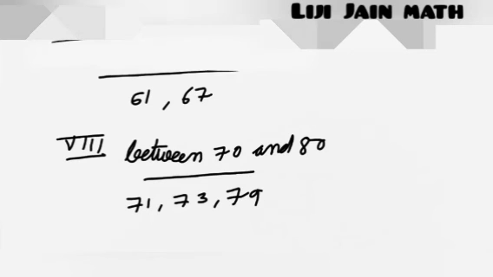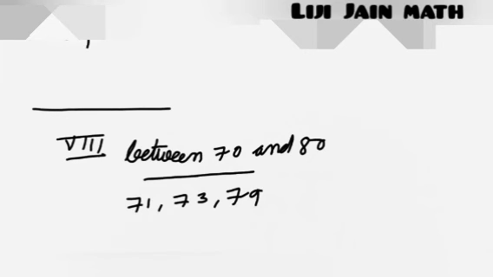Okay, next let's move on to Roman number 9. Here we are going to write the prime numbers between what? Yes, 80 and 90.